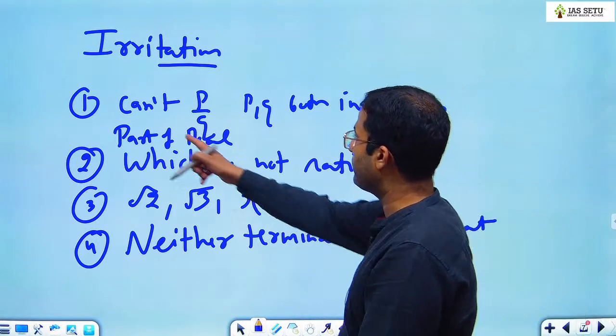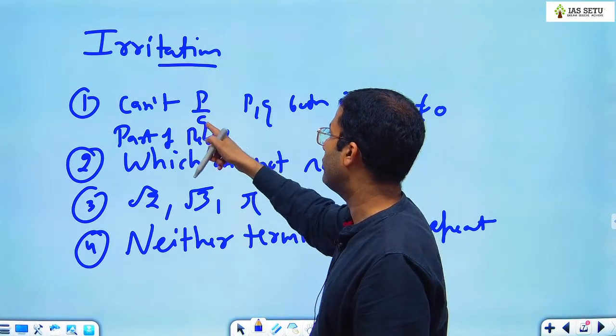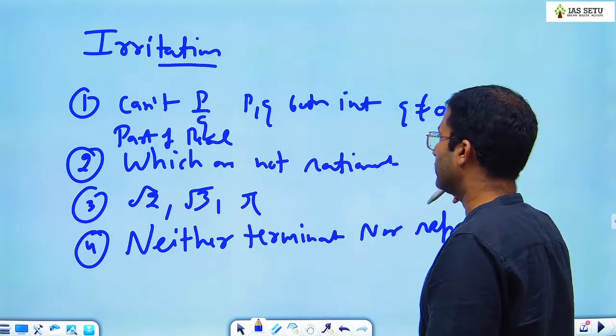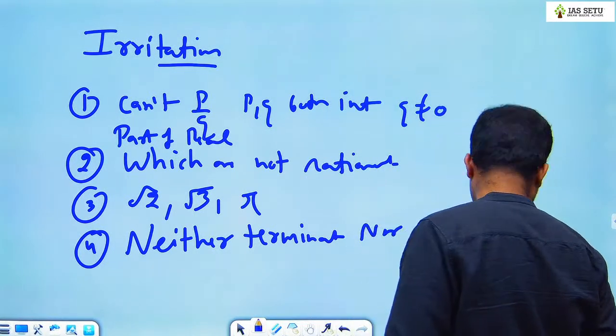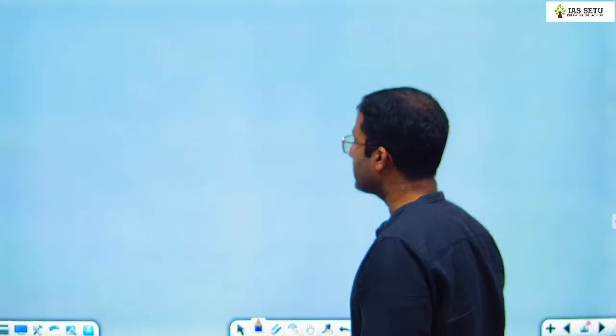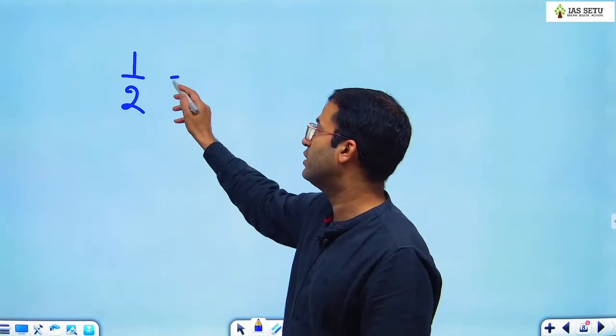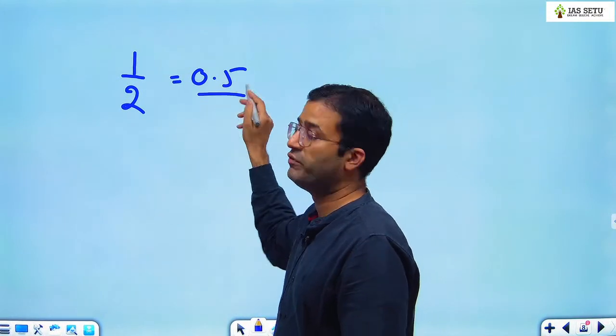The second doubt was that, first point, we cannot express an irrational number in the form p by q, where p and q are both integers and q is not equal to 0. Next, is 1/2 a terminating decimal? Yes, when we convert 1/2 in decimal, it is 0.5.